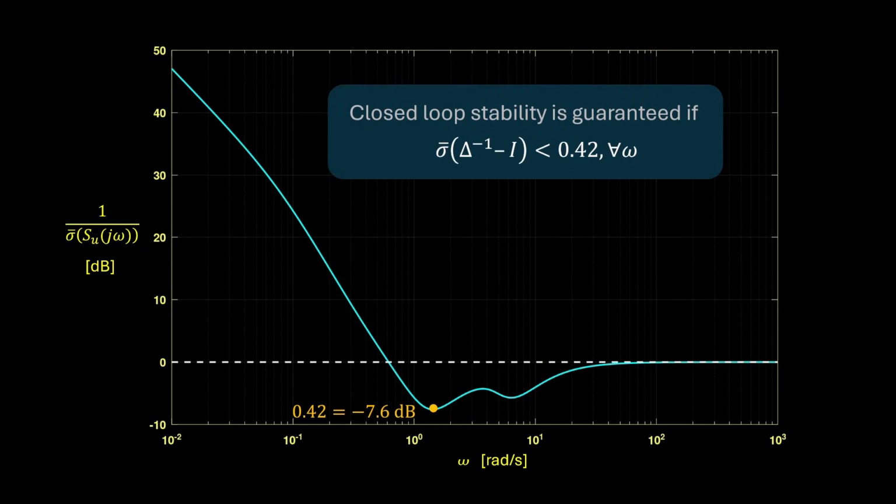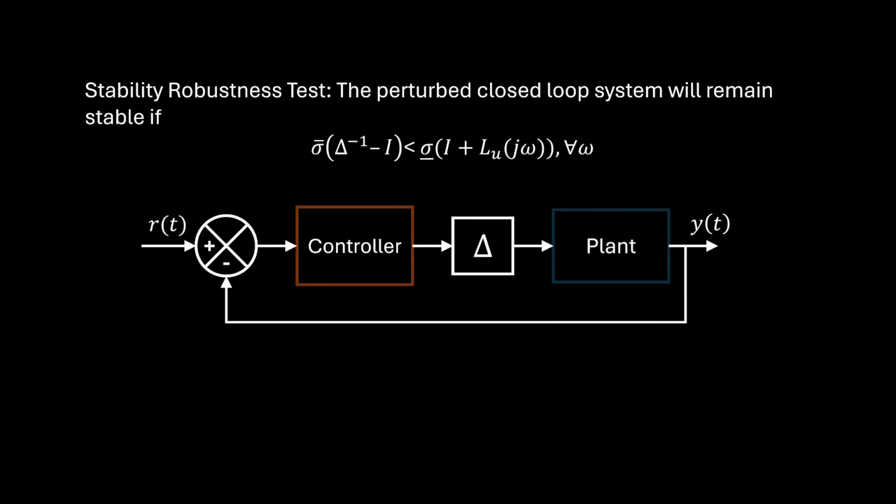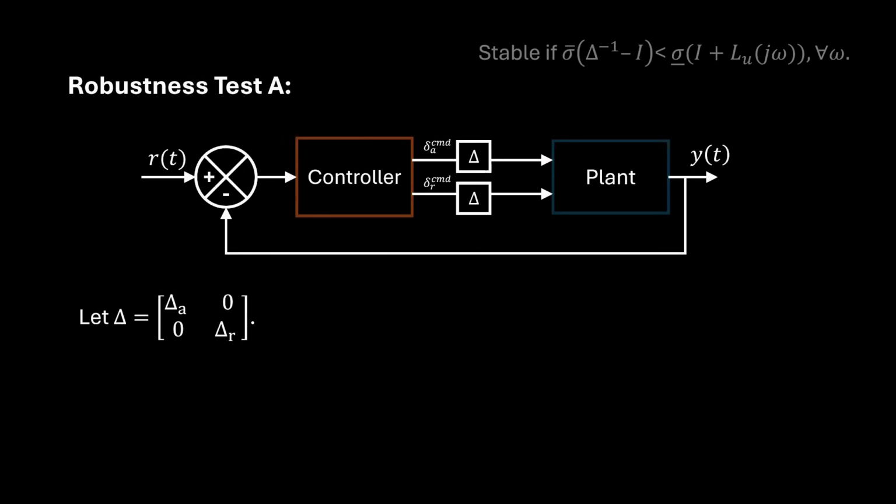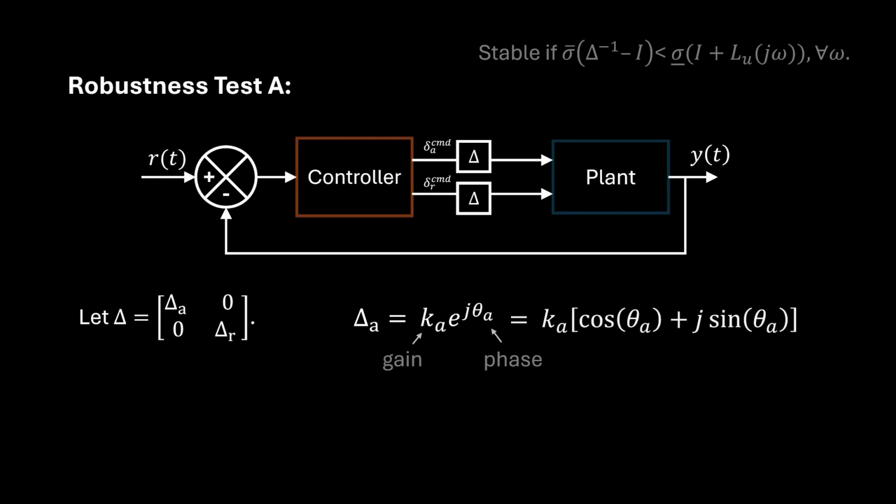Let's now test this stability bound with a structured uncertainty. This means that the delta block can be represented as a simultaneous disturbance in the aileron and rudder channels, where each disturbance is modeled as k times e to the j theta, where k is a gain disturbance and theta is a phase disturbance, which by Euler's formula shows it's just a complex number that's in that channel.